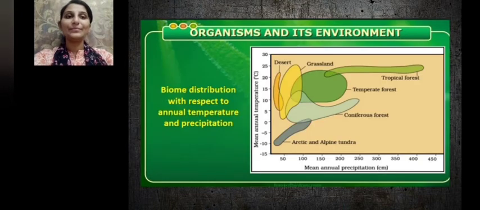So what are the different biome distributions with respect to the annual temperature and precipitation? They are the deserts, the grasslands, the tropical forest, the temperate forest, the coniferous forest, and the Arctic and alpine tundras. The biome distribution is shown in this graph with respect to the annual temperature and precipitation.